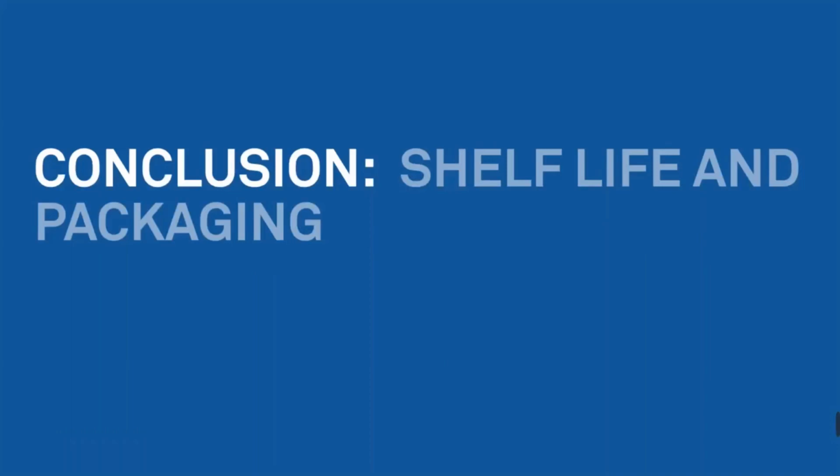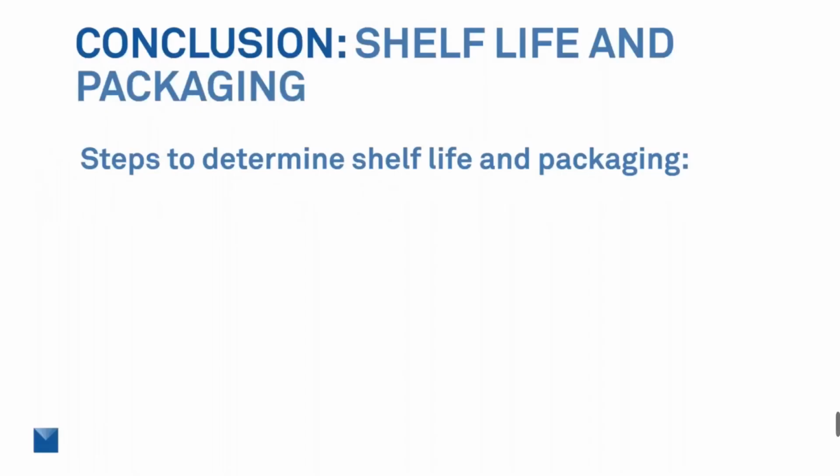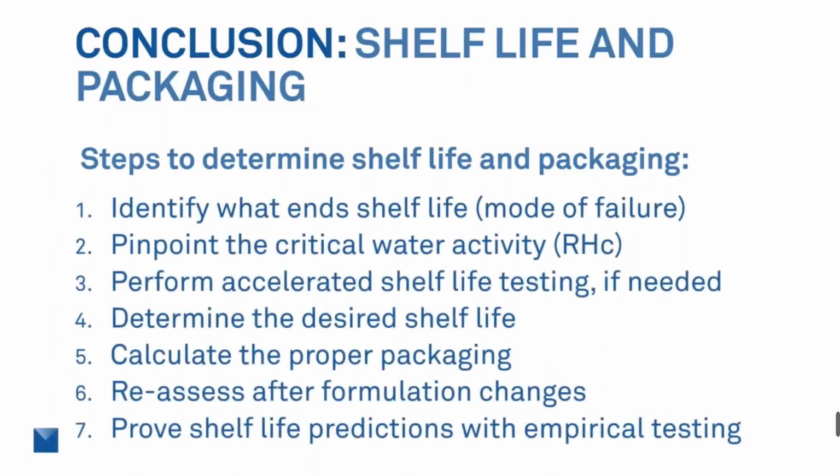All right, we're almost done here. In conclusion, I'd like to talk about some of the steps that we need to consider when we are determining shelf life and packaging. So first, we want to identify what ends shelf life. That's the number one thing that we need to start with, is figuring out the mode of failure. And then we need to pinpoint the critical water activity.